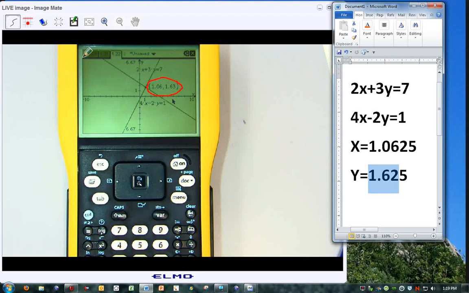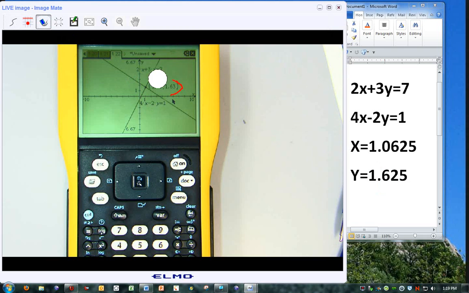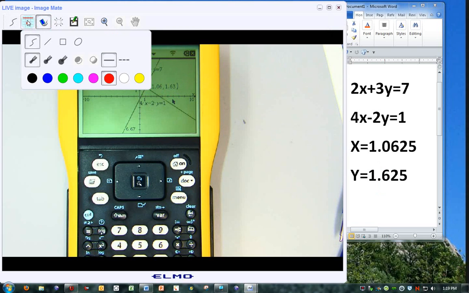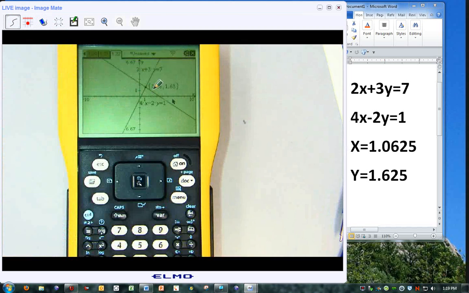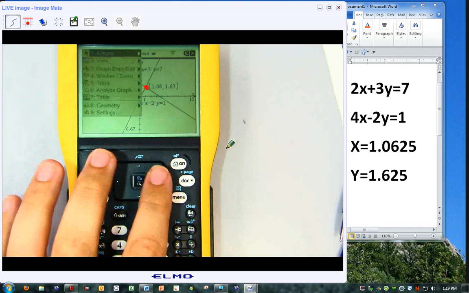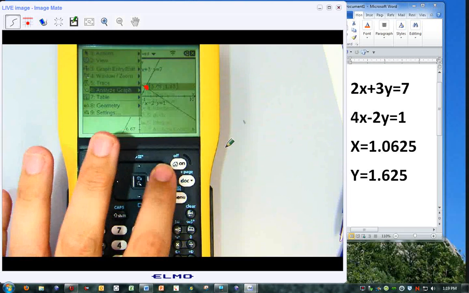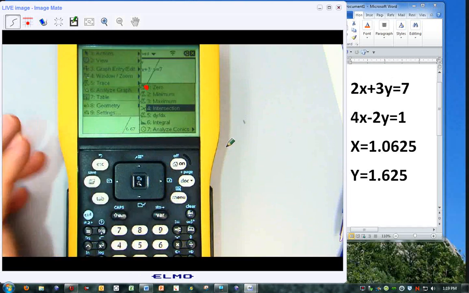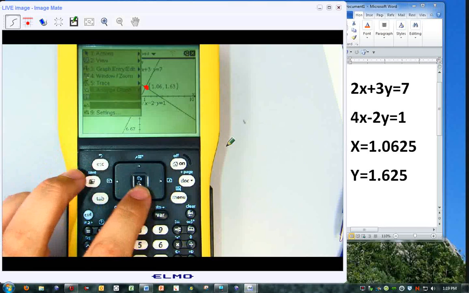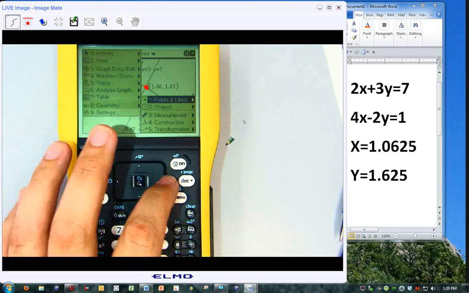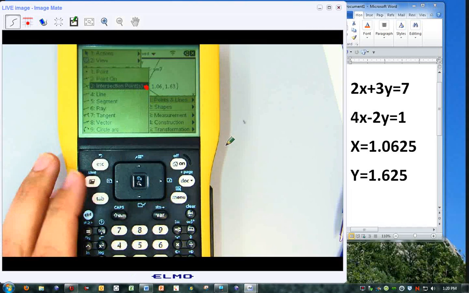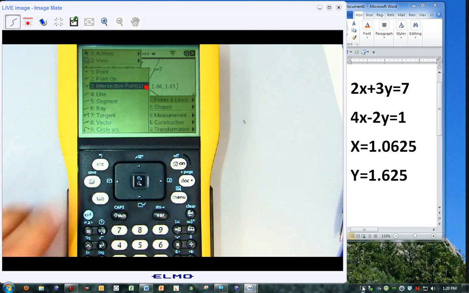You want to find that point right there of intersection. And you do that with menu. You could go to Analyze Graph and find intersection. Or you could go down to Geometry and find points and lines and intersection points, which I think is the easiest way to do it. But whatever you like.